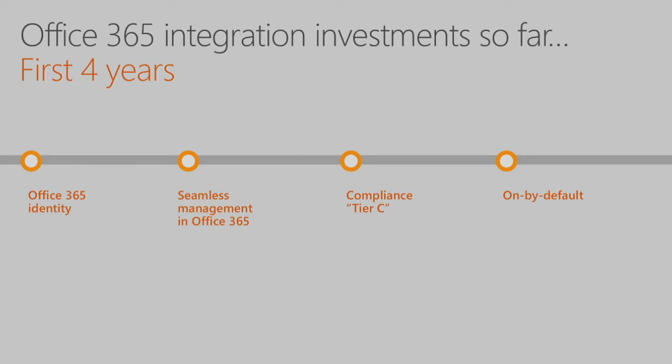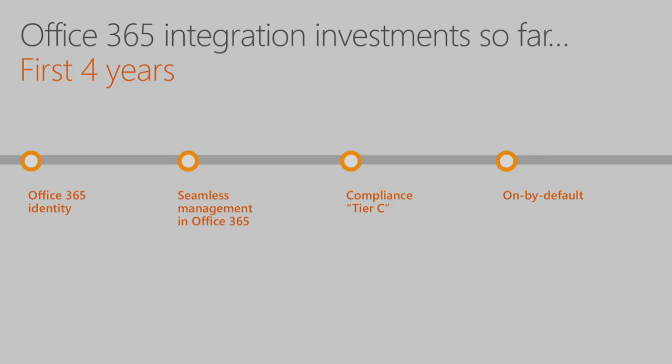It started with the notion of how do you understand a user identity in Yammer mapped to a user identity in Office 365? How do you understand the notion of a network and how it's mapped to the concept of a tenant in Office 365? And once we built that framework, we're able to enable seamless management of your users and your networks in Office 365.